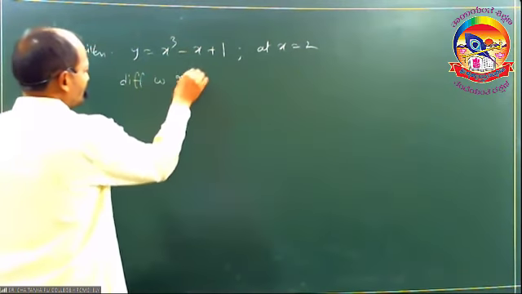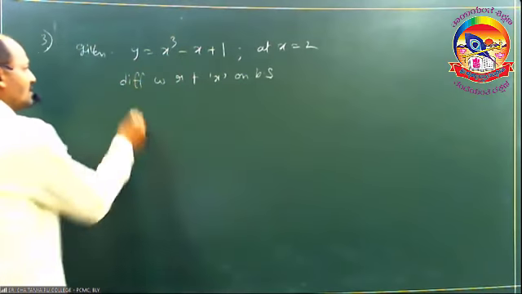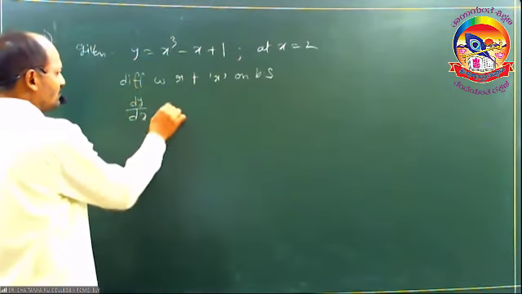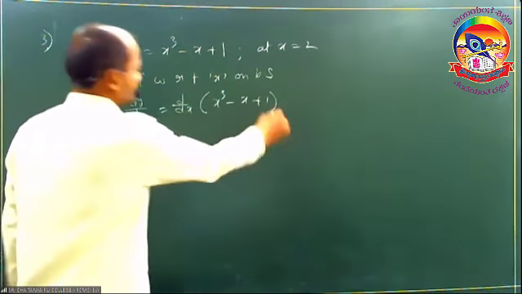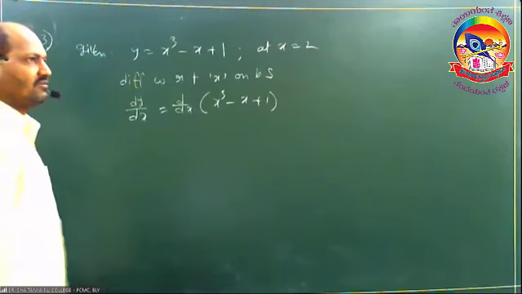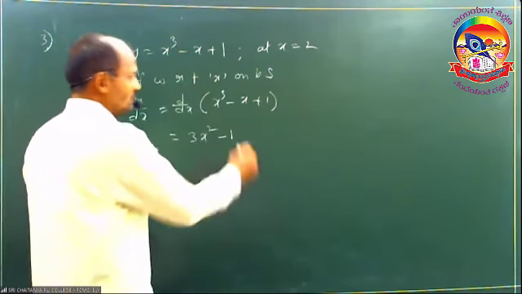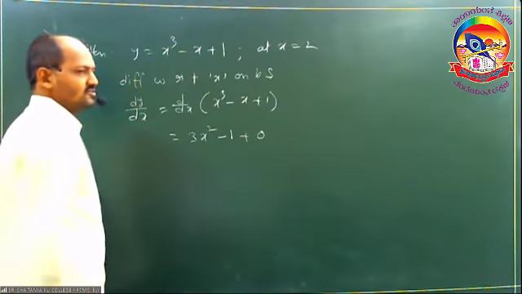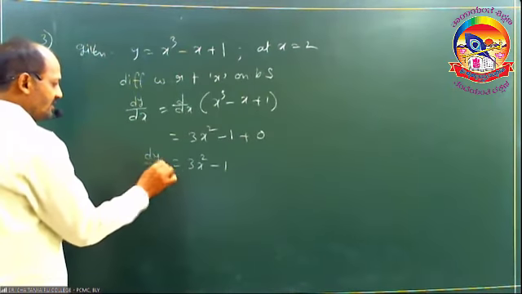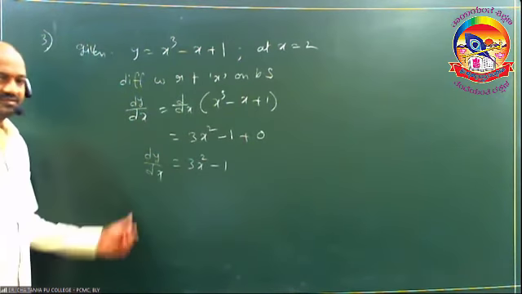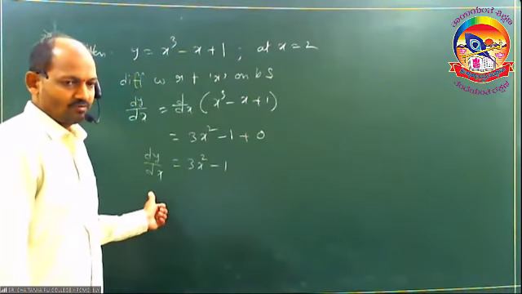Differentiation with respect to x on both sides. That is dy by dx is equal to derivative of x cube minus x plus 1. What about derivative of x cube? 3x square. Derivative of x? 1. Derivative of 1? 0. So it is 3x square minus 1. dy by dx is equal to 3x square minus 1. dy by dx means slope of tangent.